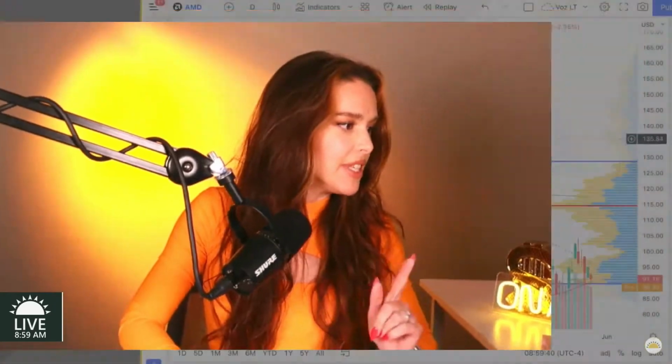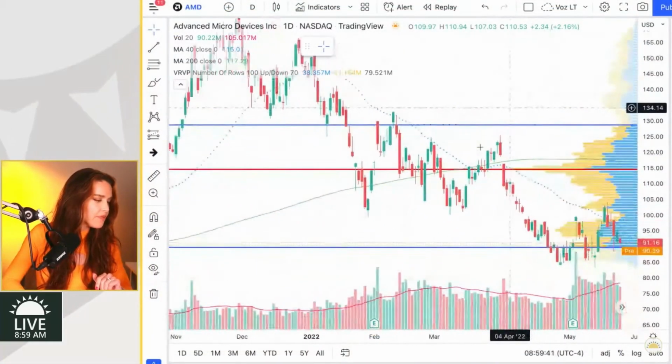Let's take a little zoomed out image of AMD. I want to show you guys how, as we talked about yesterday, the volume profile is that extra bonus for your chart. But now we're going to get a little bit into how you can trade it. So here we go. We're going to look at AMD, just sharing my screen right here.